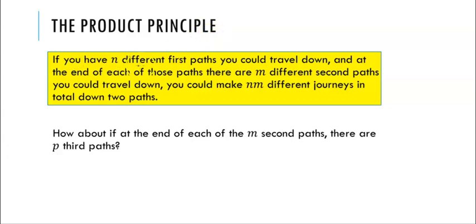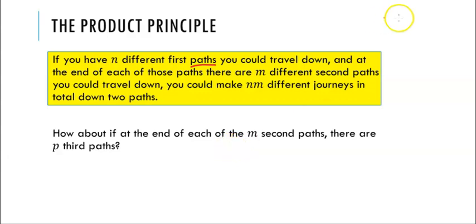So just one more statement of the product principle. If you have n different first paths you could travel down, and at the end of each of these paths there are m different second paths you could travel down, you could make n times m different journeys in total down 2 paths. How about if at the end of the m second paths there are p third paths?